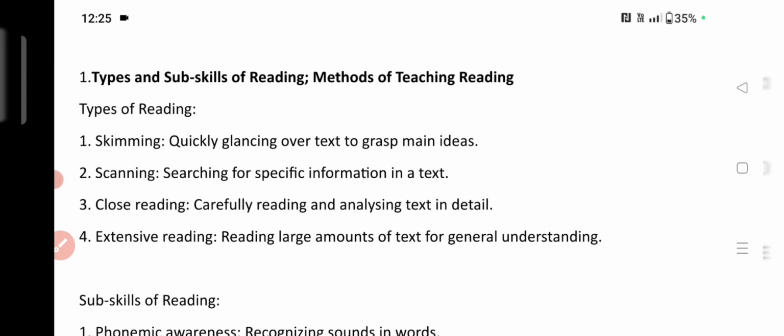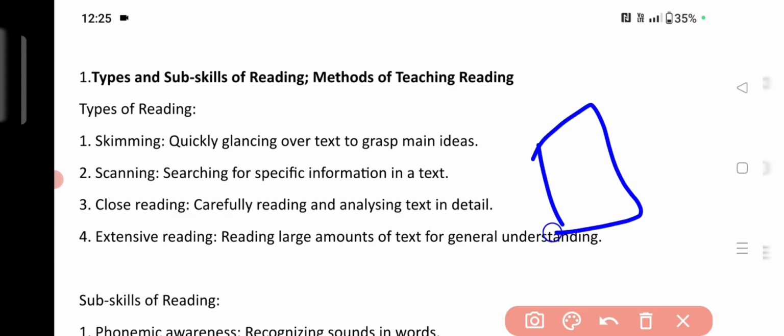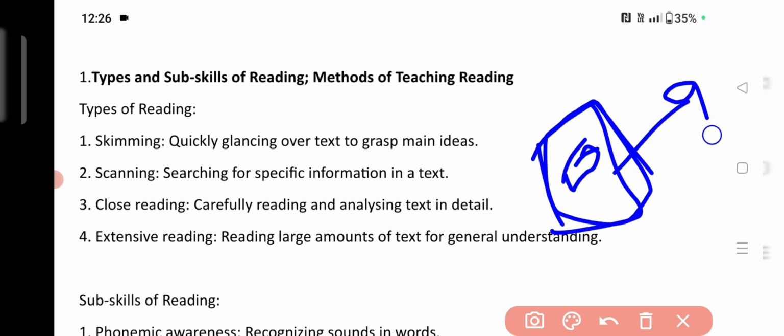So next is scanning, searching for specific information in a text. For example, take this Pedagogy of English. You got a question like, what are the methods of teaching reading? So for that particular topic, you will search through the textbook, right? That is scanning. Then close reading, that means carefully reading and analyzing the text in detail.